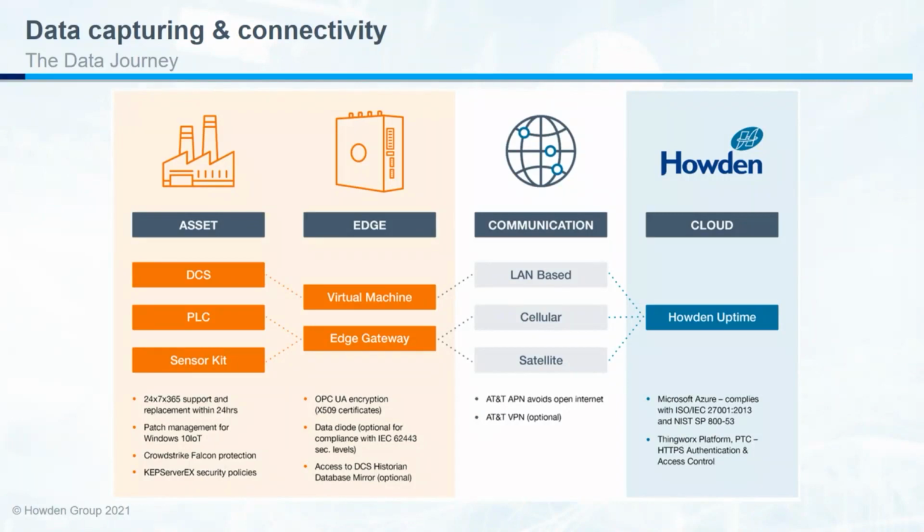And yeah, what's good to say, at no time does the data touch the open internet. AT&T have given us a group of IP addresses that can only be used by Howden, and these are whitelisted as the only devices that can communicate with the uptime platform. The edge itself is more or less treated as a Howden laptop, with the operating system kept up to date and remotely patched and protected using next generation antivirus software.